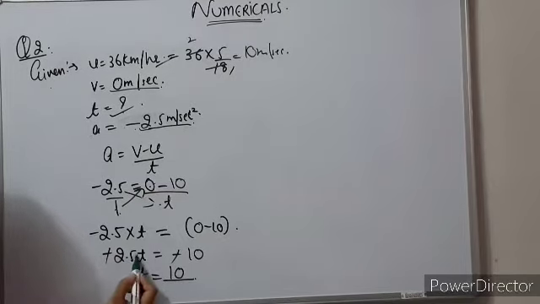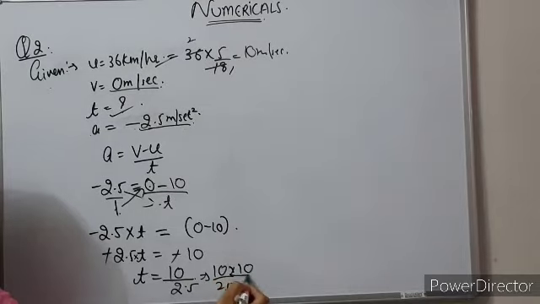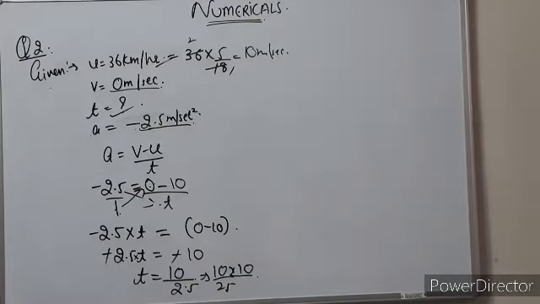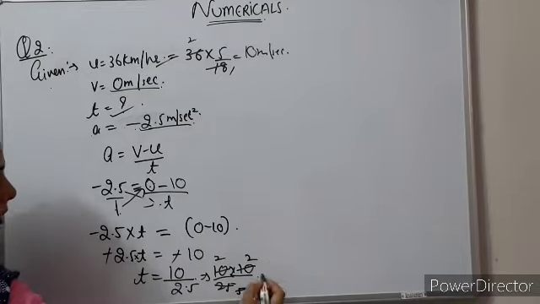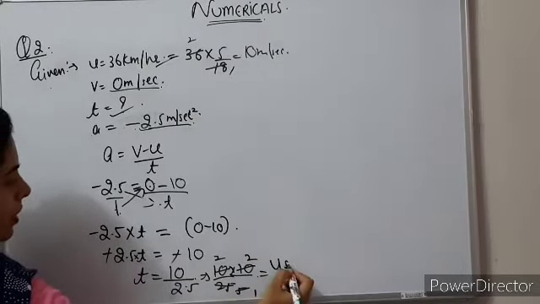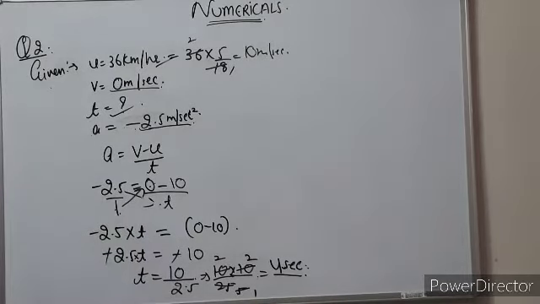2.5 is multiplying with t, so on the other side it will divide. So t = 10/2.5. After the decimal there is one digit, so we write 10 in the numerator, that is 10/25 becomes 100/25. 5 2s are 10, 5 5s are 25, 5 2s are 10, 5 1s are 5. So your answer is 4. What did you find out? Time. So it is 4 seconds.